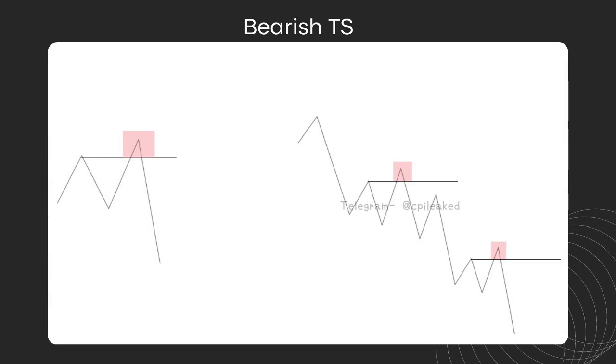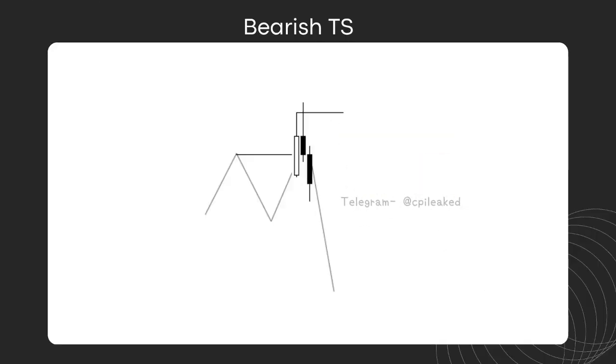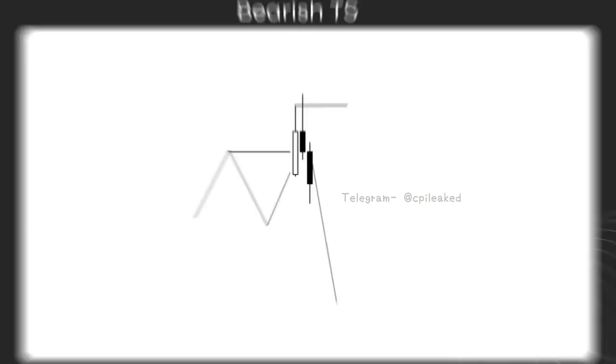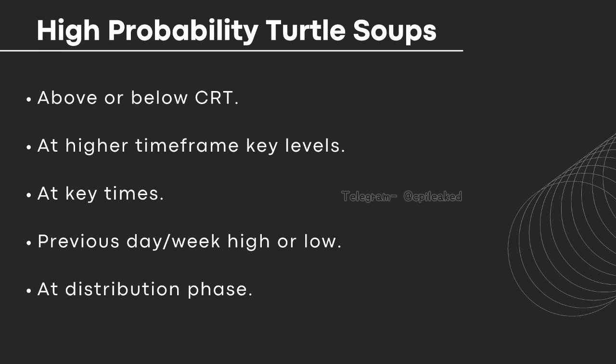Again, the same framework, but in the opposite direction, right? And right here, bearish turtle soup combined with bearish CRT, right? As simple as that. Now the last part of this chapter is finding high probability turtle soup. This is the most important part of this chapter because we'll discuss how to execute and find the highest probability turtle soup, and we're going to do that by combining it with the other concepts that we've discussed so far.